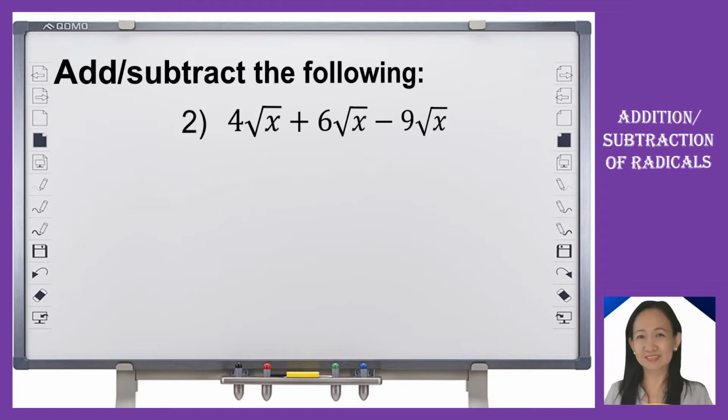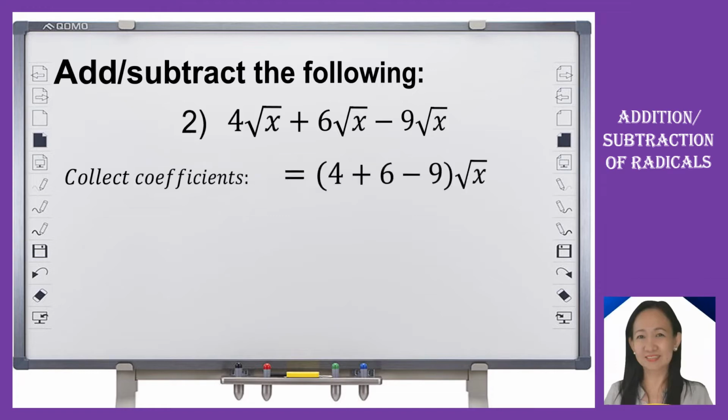So we can collect all the coefficients, such as 4, 6, and negative 9. So combining 4 plus 6, we have 10. Minus 9 is 1. Then times the square root of x. That is equal to the square root of x. So coefficient 1 is invisible and not to be written. So this is our final answer.